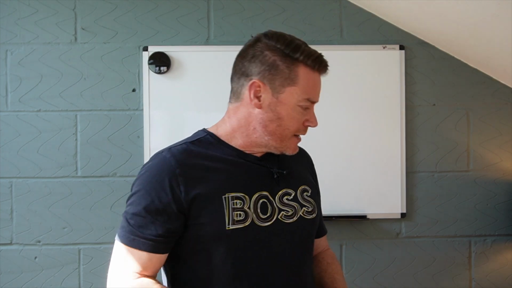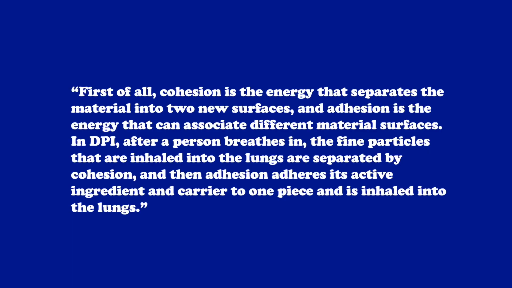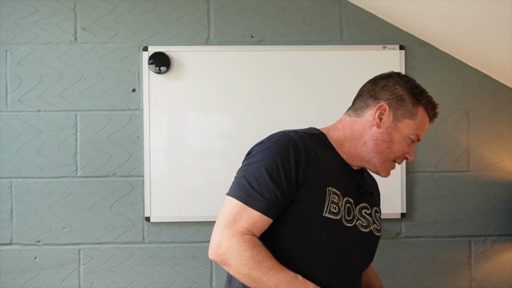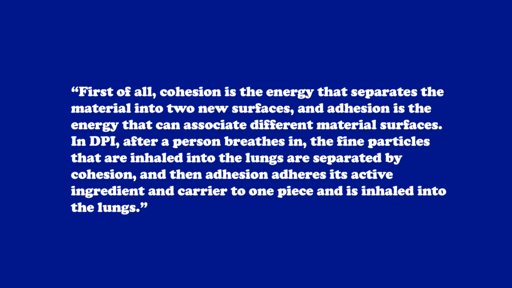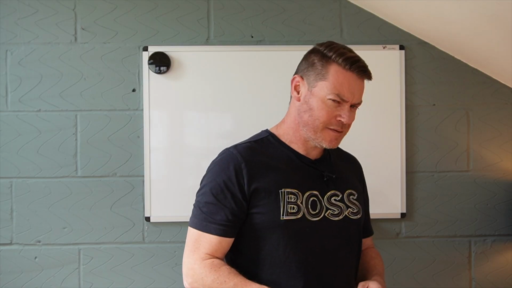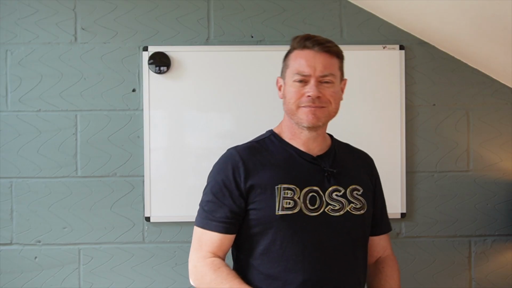If we look at the next example answer, it reads, first of all, cohesion is the energy that separates the material into two new surfaces, and adhesion is the energy that can associate different material surfaces. In DPI, after a person breathes in, the fine particles that are inhaled into the lungs are separated by cohesion, and then adhesion adheres its active ingredient and carrier to one piece and is inhaled into the lungs. Does that make any sense to you? Did it? It didn't make any sense to me, and I'm marking, so that's the important thing. So that made no sense to me whatsoever.